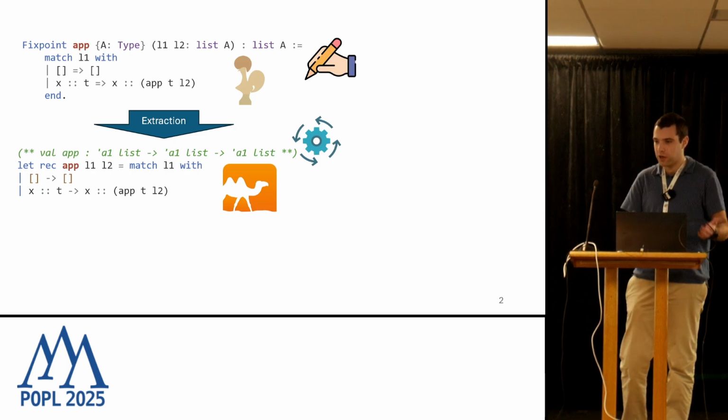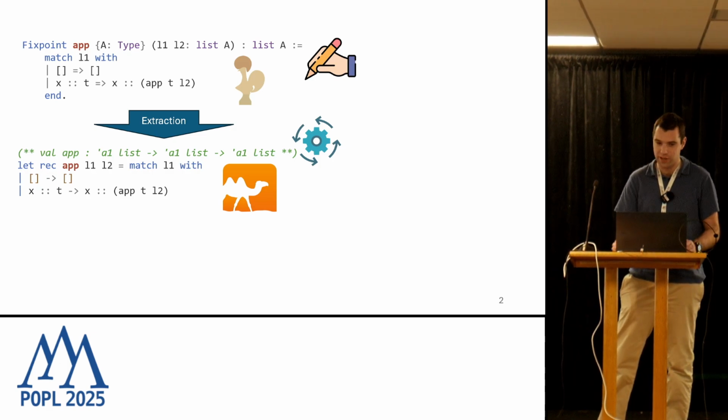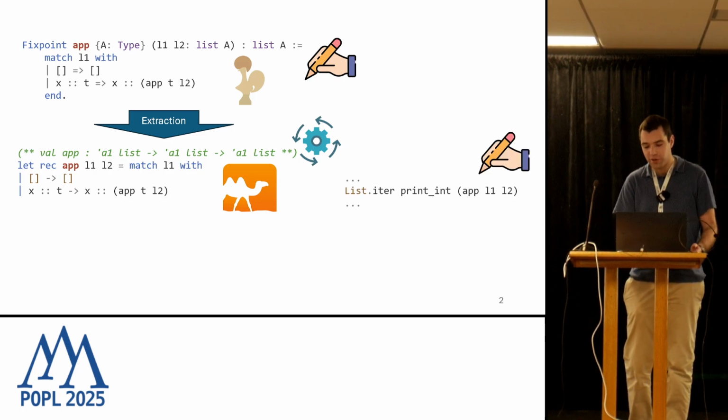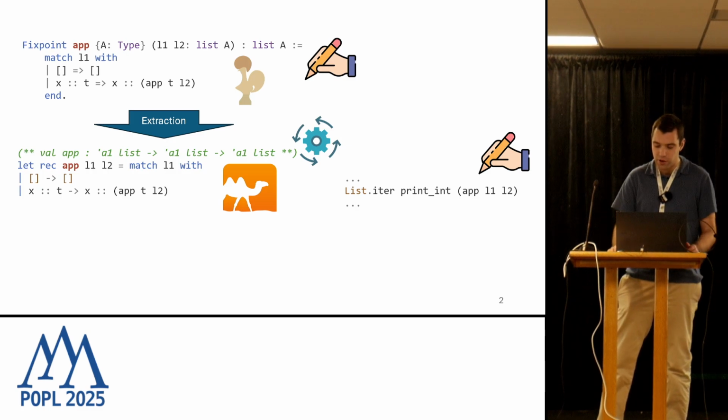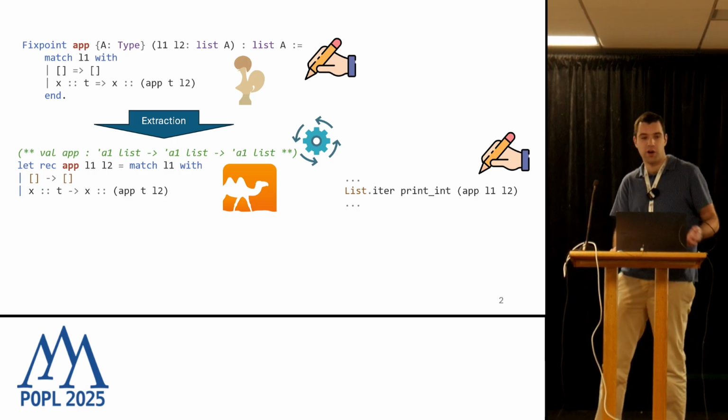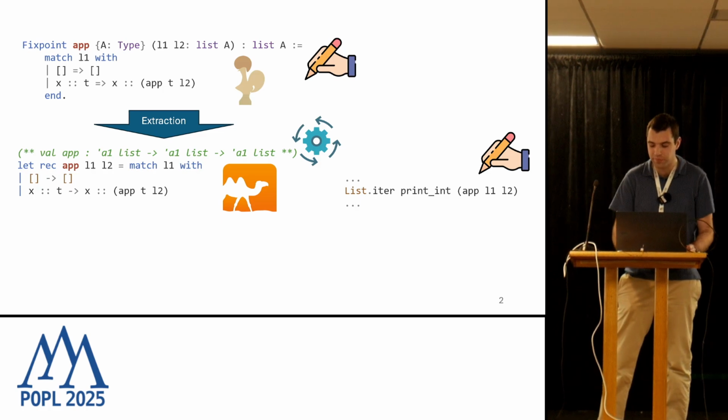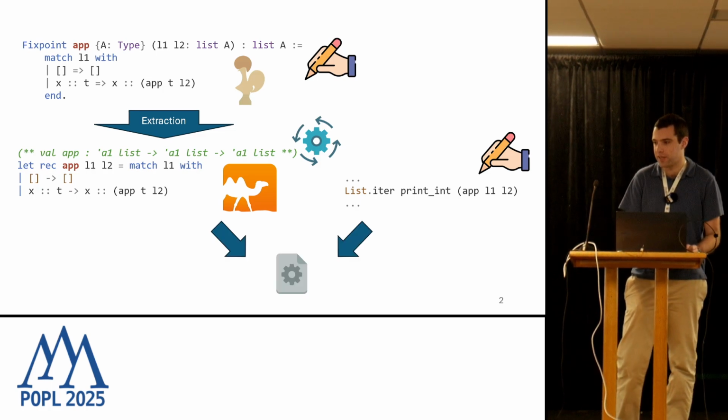And then since you probably want your overall program to actually have some sort of effect, like reading or writing from a file or printing to the command line or something like that, you'll handwrite some additional OCaml code that will do the I/O operations or stateful operations that will call your purely functional extracted code. And then you can bundle and link everything together into a single executable at the end.